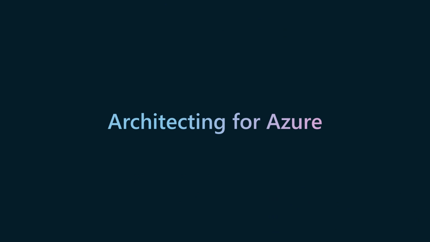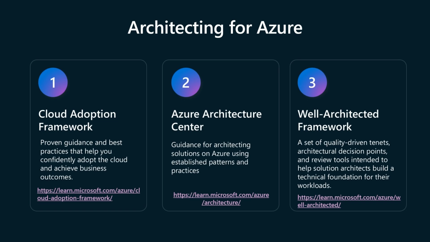So we've gone through quite a lot of patterns today, from data management and security to design and implementation. Let's take a look at some of the resources to learn more and read. So we've got our three fundamental pillars here: the Cloud Adoption Framework, the Azure Architecture Center, and the Well-Architected Framework.